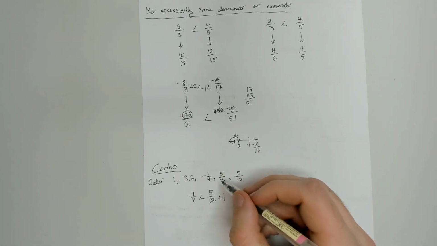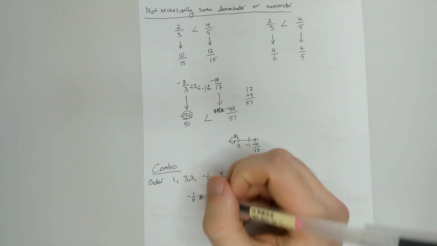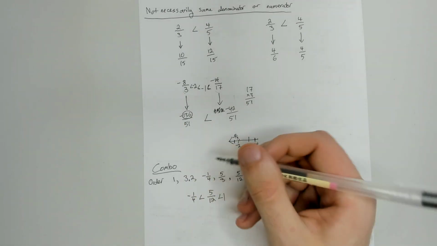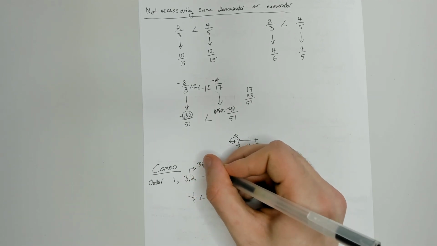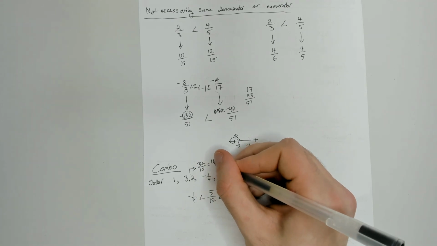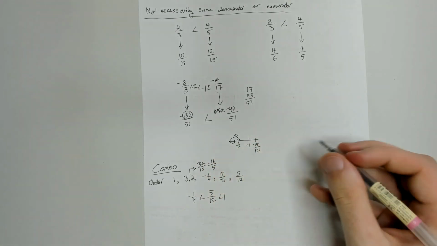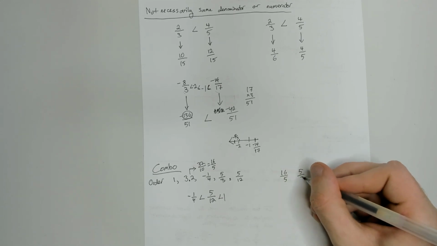Okay, so now we have to look between 3.2 and 5/3. So one thing we can do for this is convert 3.2 into a fraction. We know how to do this, right? This is just 32 over 10. And we can simplify that down to 16 over 5. So now we have to compare 16 over 5 versus 5/3.